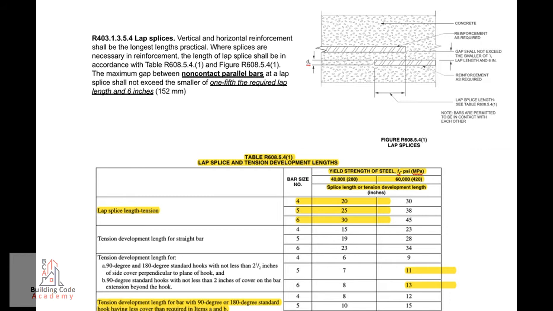R403.1.3.5.4 Lap Splices. Vertical and horizontal reinforcement shall be the longest lengths practical. Where splices are necessary in reinforcement, the length of lap splice shall be in accordance with Table R608.5.4.1 and Figure R608.5.4.1. The maximum gap between non-contact parallel bars at a lap splice shall not exceed the smaller of 1/5 the required lap length and 6 inches, 152 millimeters.